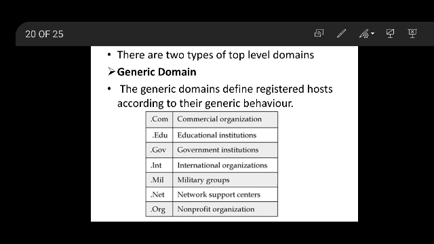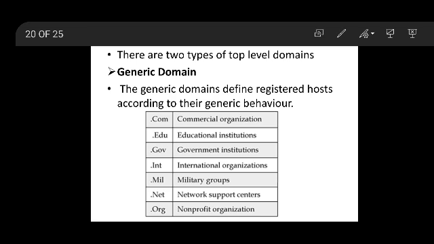Next, .org. .org stands for non-profit organization. For example, Wikipedia. Whenever you type Wikipedia in Google and click on the result, at the end of the web page it will open .org. So if you are trying to create a website for a non-profit organization, it ends with .org. Something like that.